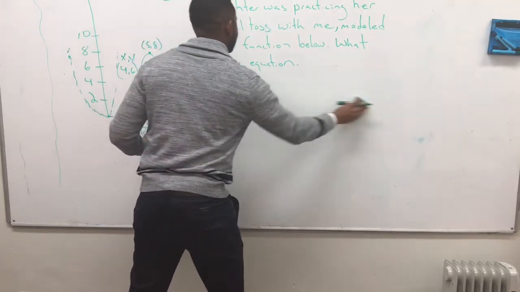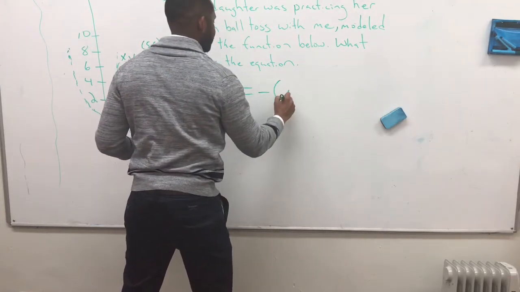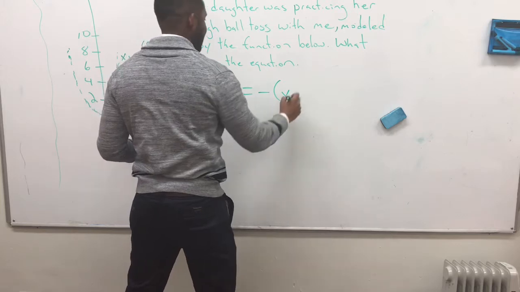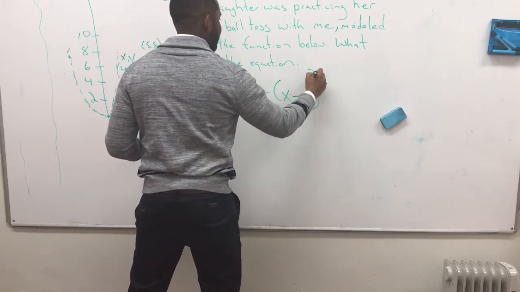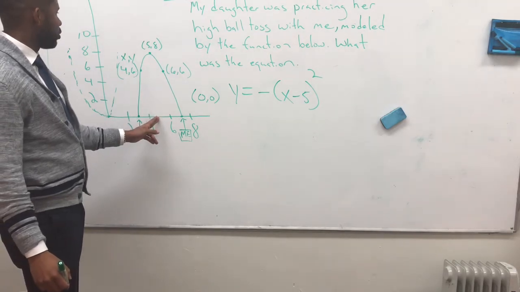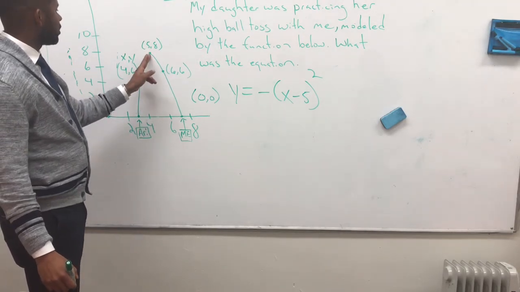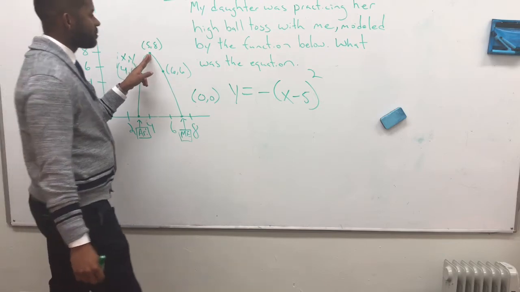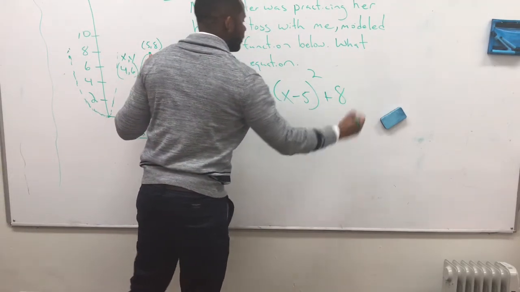So I'm gonna start rewriting this. I'm gonna say, well, I know this is negative. I know it's an x, and it's gonna go minus 5 squared. So that accounts for this shift 5 for my critical point. Well, my critical point is also raised 8 spaces, so I'm gonna put a plus 8 here.